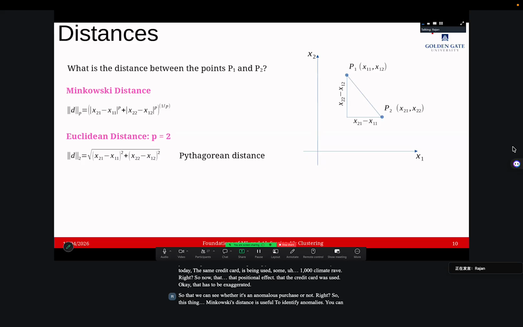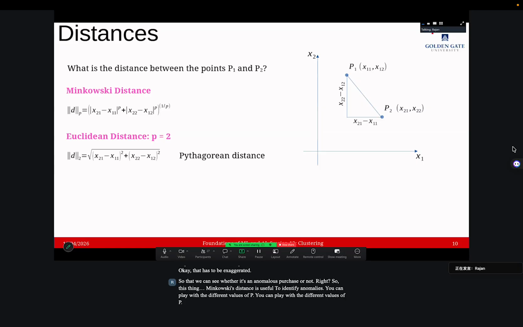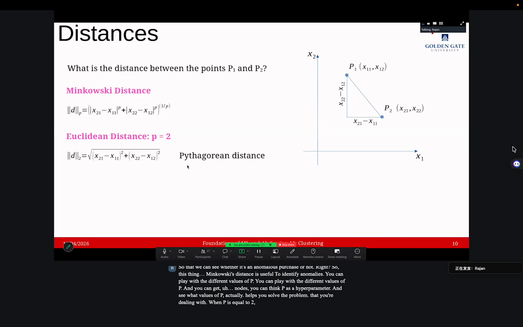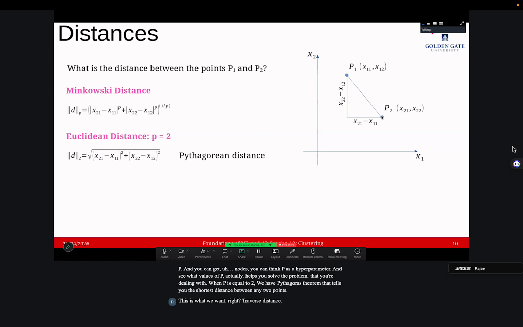You can play with the different values of p, and you can treat p as a hyperparameter and see what values of p actually help you solve the problem that you are dealing with. When p is equal to 2, we have the Pythagoras theorem that tells you the shortest distance between any 2 points. This is what we want, right? Shortest distance, similarity.